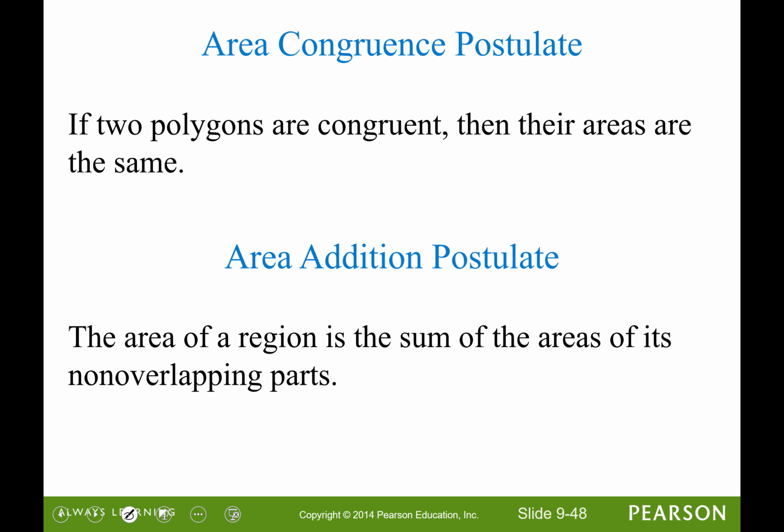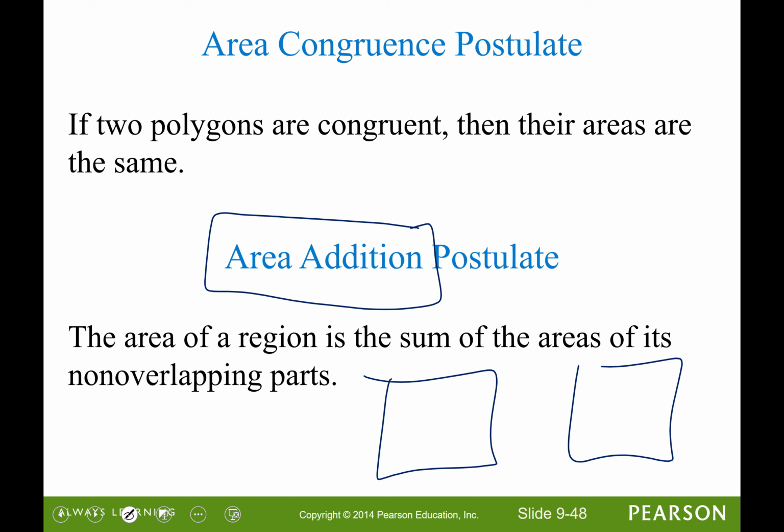The area addition postulate says that the area of a region is the sum of the areas of its non-overlapping parts. Another way to restate that would be you are allowed to add together areas. Areas follow the rules of addition. For example, let's take our 2 squares that we had earlier. That was 4 by 4. We'll add some units: 4 inches by 4 inches.